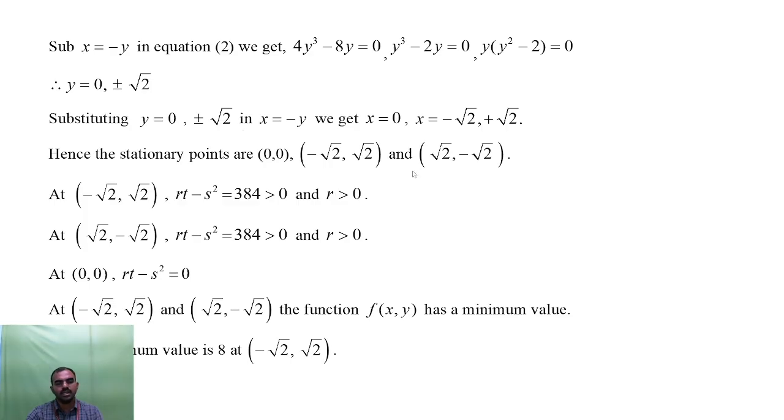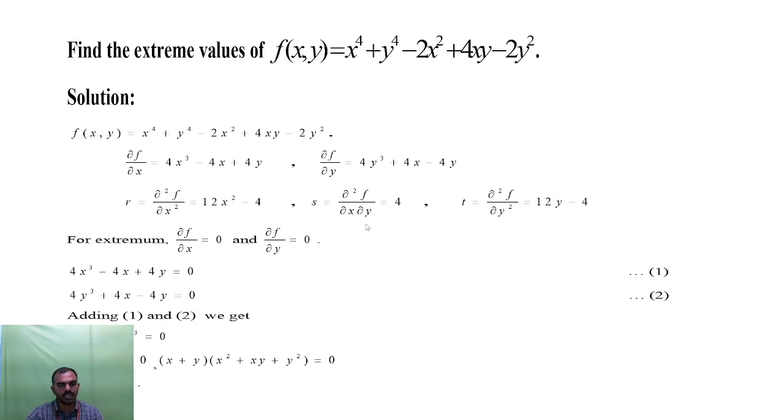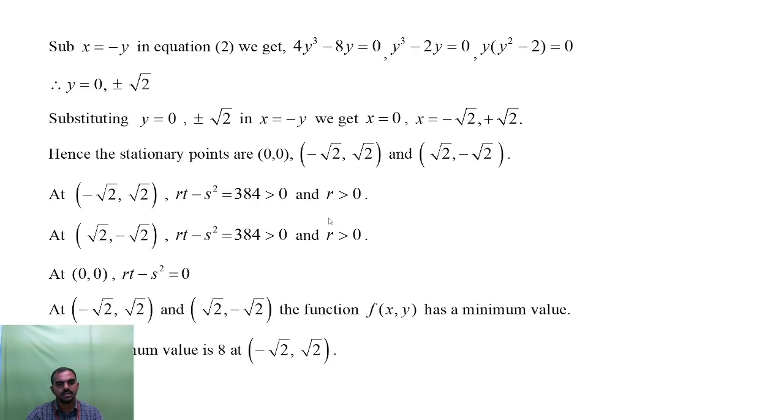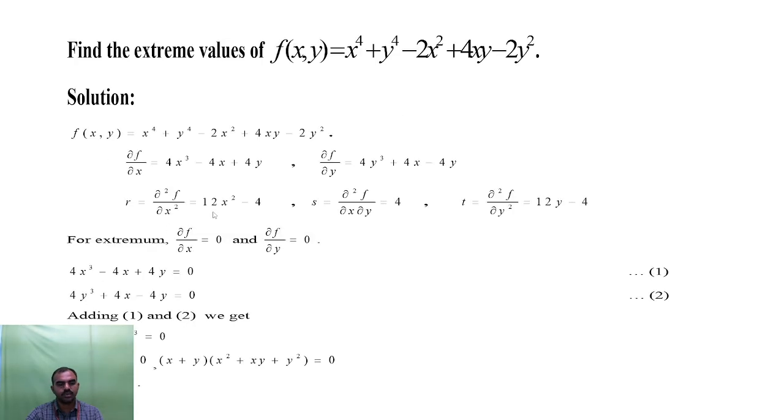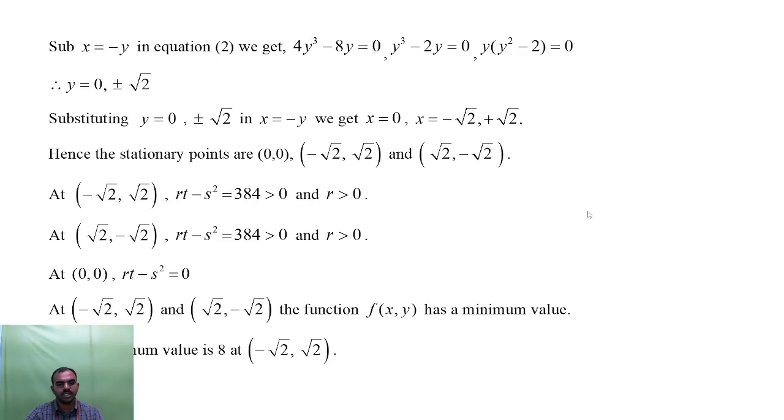Next, to find at the points, what is the equation? So at (minus root 2, root 2), rt minus s square. See the previous one, rt minus s square, what we get? Here we have rt minus s square, right? So r into t, what is r value? 12x square minus 4 and t value 12y minus 4. So multiply these two and minus s square. Okay, so after we substitute x value minus root of 2 and y value root of 2, we get the answer 384, which is greater than 0.